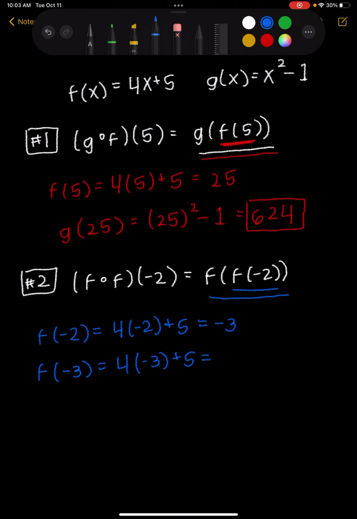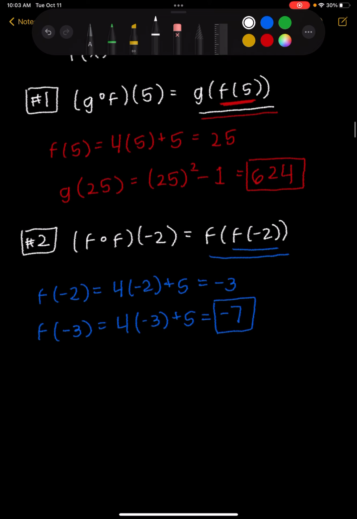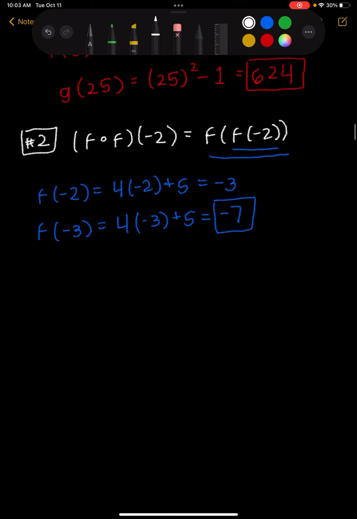And I get -7. So that's my answer, because that was the last step. Like I said, you only have to do 2 steps for all of these. Those ones are with numbers, and the numbers actually tend to be a little bit easier. But let's go through some ones that don't have any numbers, and they're just x letters.